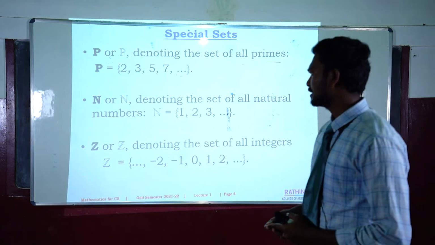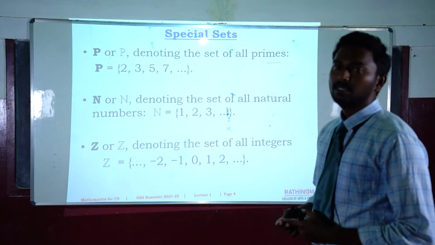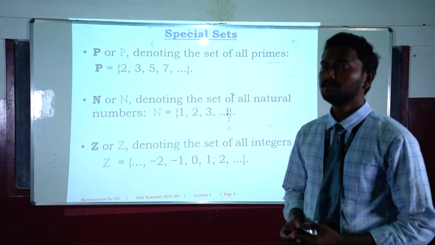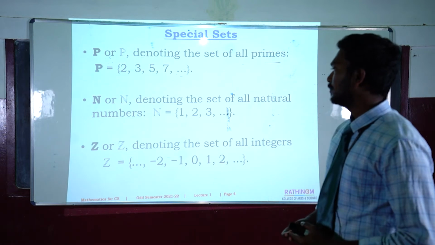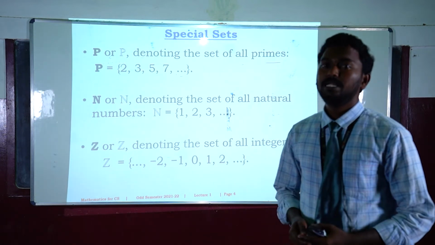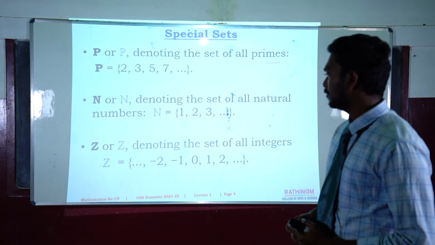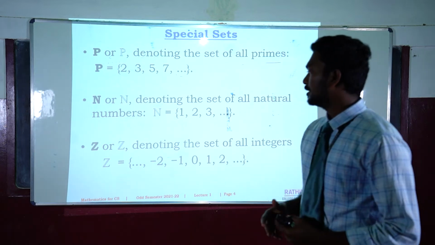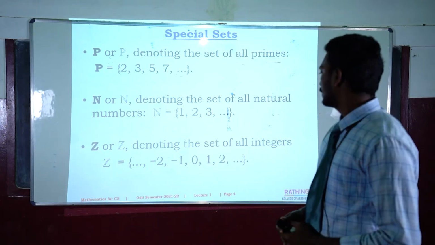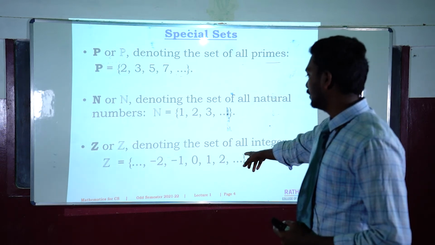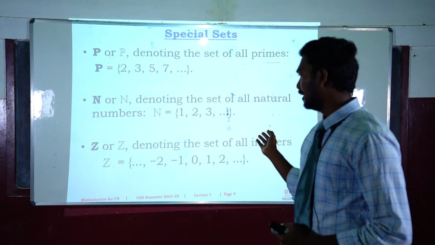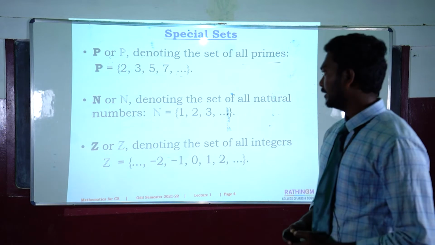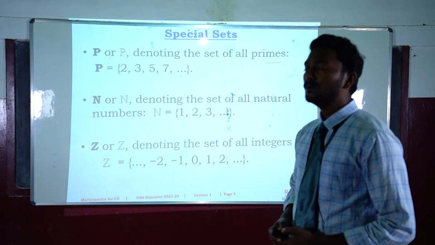Next, N. This N represents the natural numbers. What do we mean by natural numbers? 1, 2, 3, etc. This is called the natural numbers. Next one, integers. The set of all integers forms a set. On your right side: 0, 1, 2, etc., going up to infinity. In a similar way, on your left side: 0, -1, -2, etc. So this is the set of all integers.